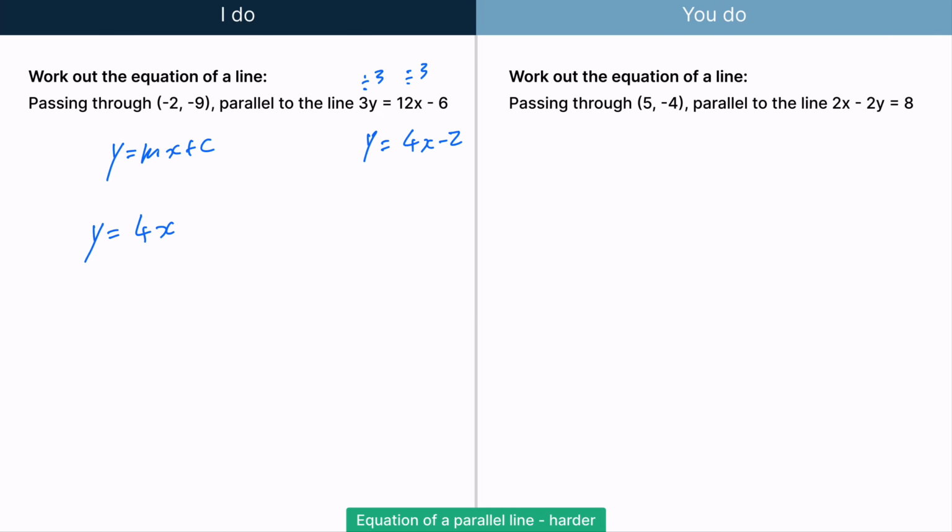So y is equal to 4x plus c, and now I just substitute these two in. So negative 9 is equal to 4 times negative 2 plus c, which is negative 9 is equal to negative 8 plus c, which means c is equal to negative 1.